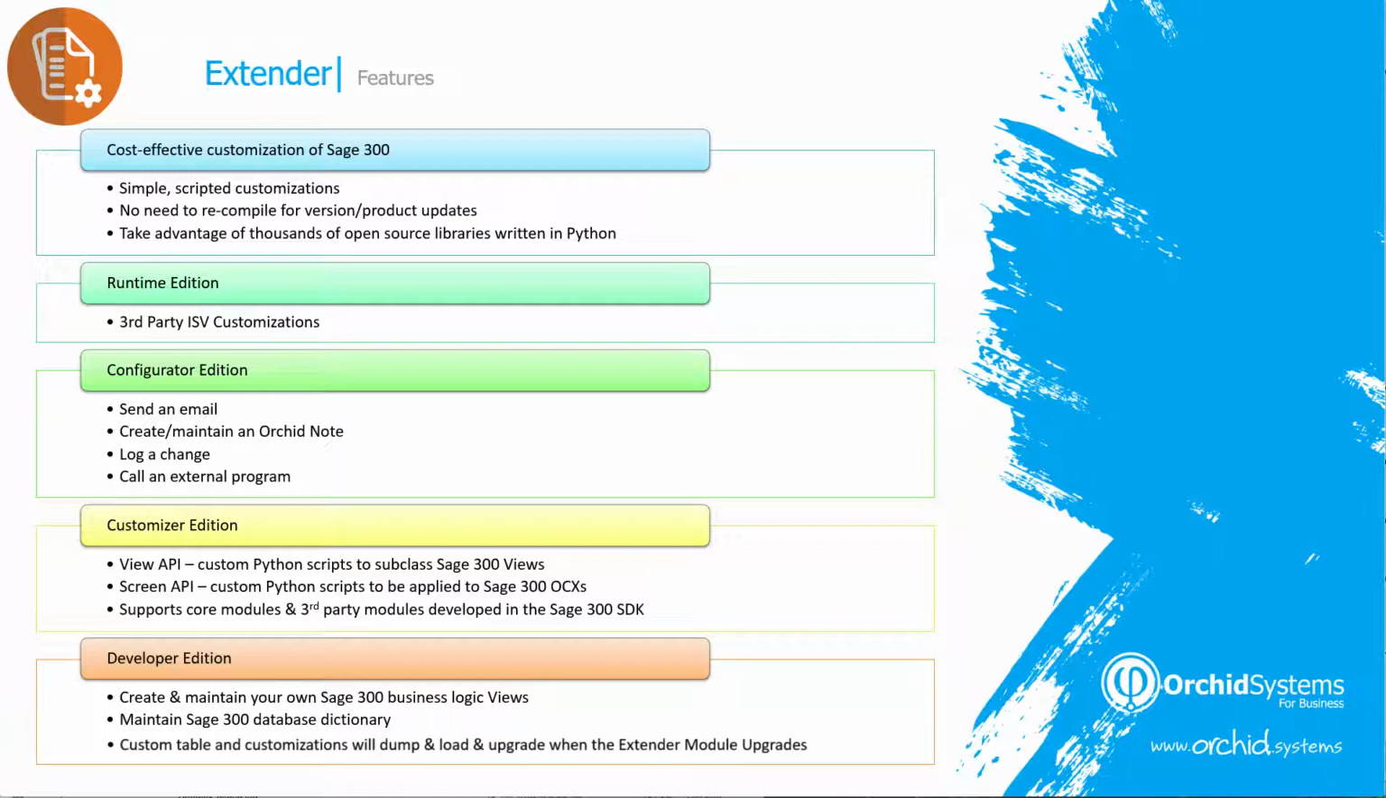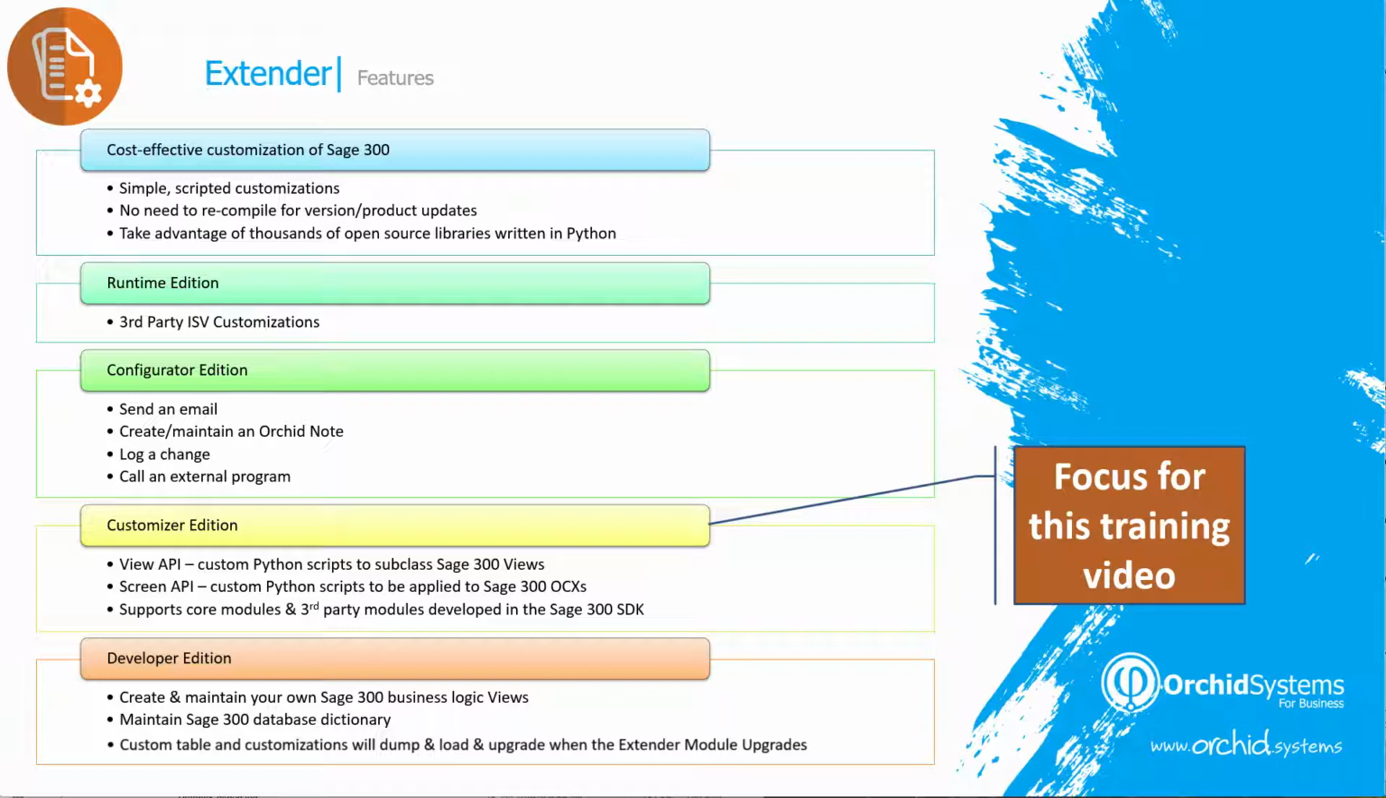And the last edition is the Developer Edition, which includes all of the above, but also allows you to create and maintain your own Sage 300 business logic views and the associated table with the view. It maintains the Sage 300 database dictionary, and your tables will now dump and load and be available for any of the standard reporting utilities. And this training video is going to concentrate on features in Customizer Edition and Developer Edition.